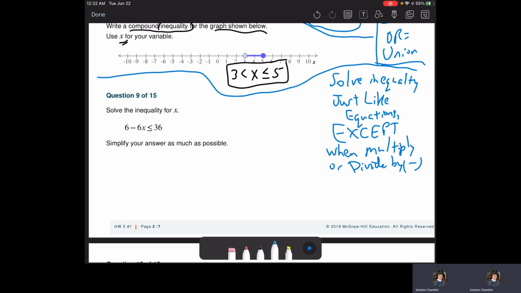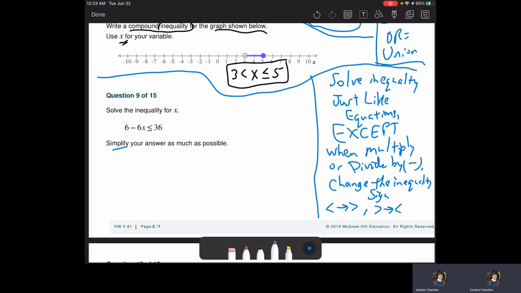When that happens, change the inequality sign. So less thans will become greater thans, etc. Just turn it around. So less thans would become greater thans would become less thans, etc. I think we're going to get to see it in this one, so you're okay. So simplify as much as possible always.